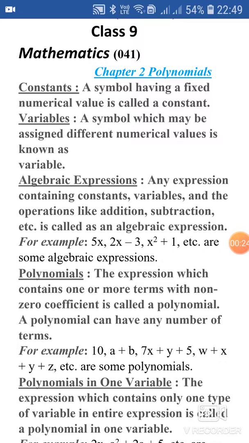The next one, related to the constant, is the variable. A symbol which is assigned different numerical values is known as a variable. For example, x, y, z, a, b, c and so on are known as variables.